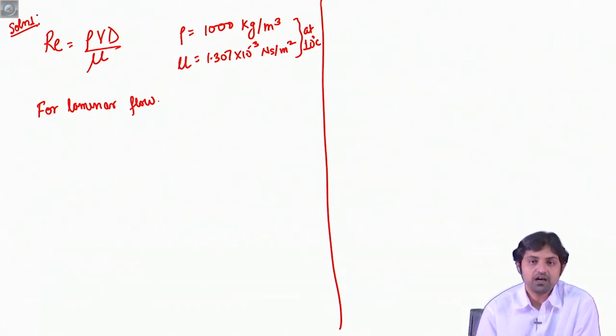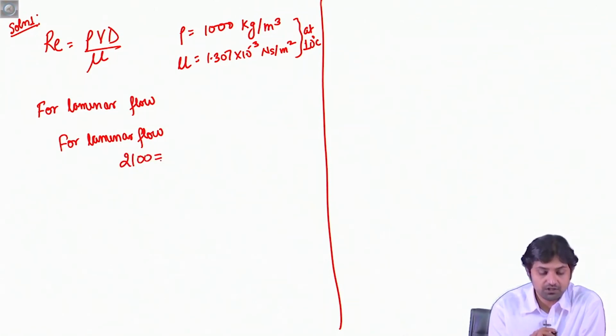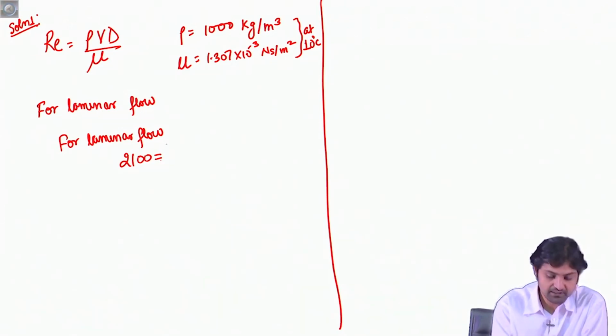Minimum time will be taken when we have the maximum velocity, and the maximum velocity that can be taken in case of laminar flow would correspond to a Reynolds number of 2100, because that is the maximum Reynolds number. So, for laminar flow, we have taken 2100 because the velocity corresponding to this Reynolds number will take the minimum time to fill the glass. 2100 is equal to rho V d by mu.